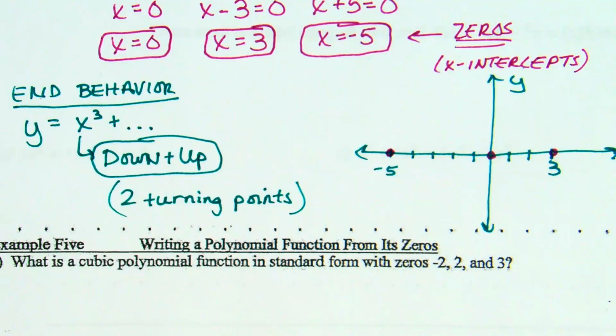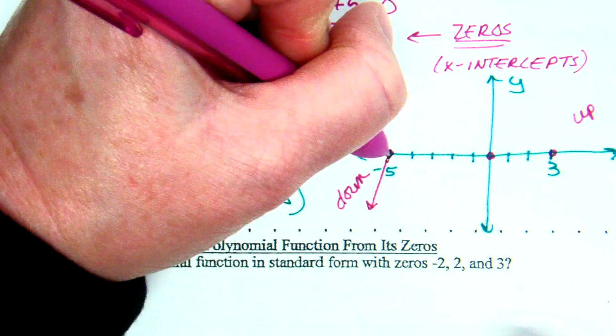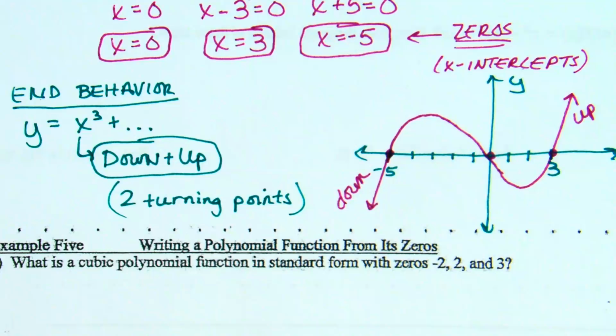My end behavior of down and up tells us where to begin and end. Yes? So, it's a lot like the last problem, isn't it? You're going to start below negative 5. You go up through negative 5. You're going to have to turn and go over and go through 0. And then you're going to have to turn and go up and go through 3. And you end up going up and away from 3.